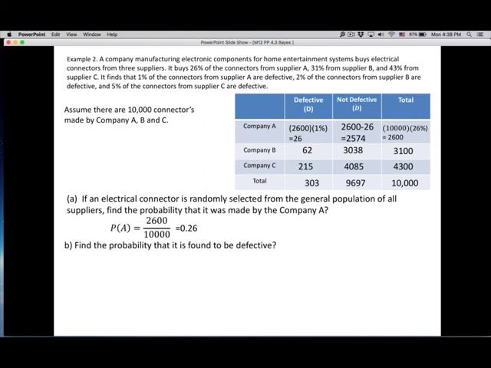And then find the probability that it is found to be defective. Okay, it has to be defective. Now look at the table. How many connectors in total are defective? That will be 303, right? So we are looking for P of D. Okay, P of D will be equal to 303 out of 10,000 for the total.